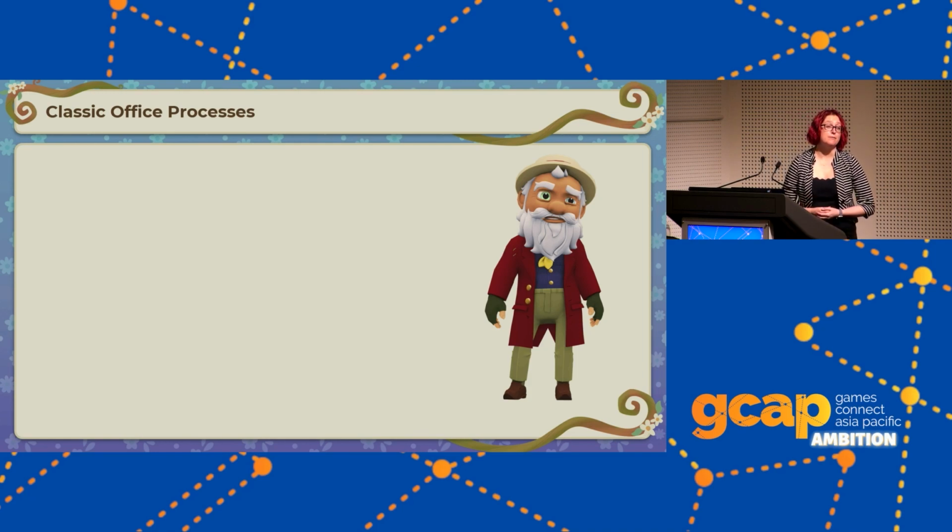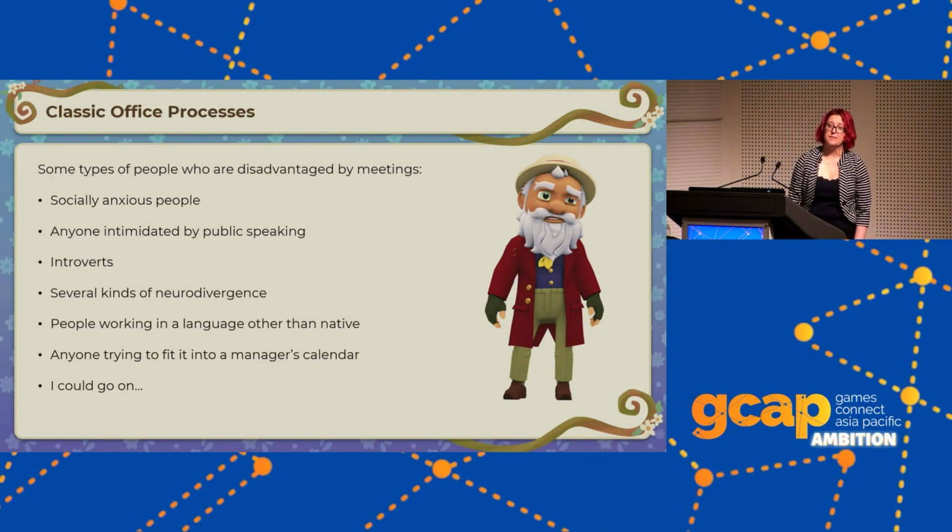So as I said, I've come from massive studios where processes work very well. They are very efficient. They are great tools. I understand that. However, they do rely heavily on meetings. And this is a list of all the people I can think of off the top of my head who are disadvantaged every time you set up a meeting. In particular, I want you to pour one out for the managers at the bottom whose calendars are impossible to try and fit one more meeting into today.